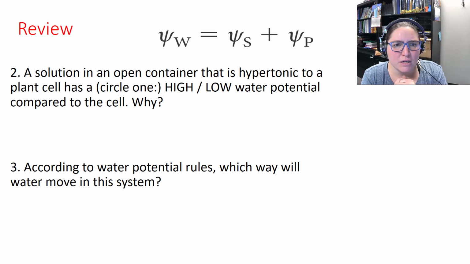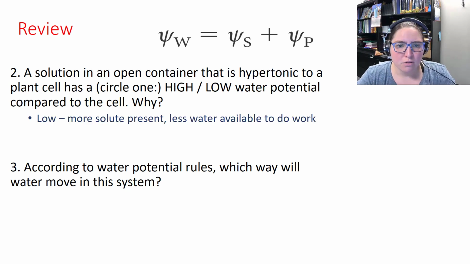So if we have a solution in an open container that is hypertonic to a plant cell, is it going to have high or low water potential compared to the cell, and why? So what does solute do to water potential? Solute potential is always what? Negative. So it's going to have a low water potential overall because there's solute present. So there's less water available to do work.